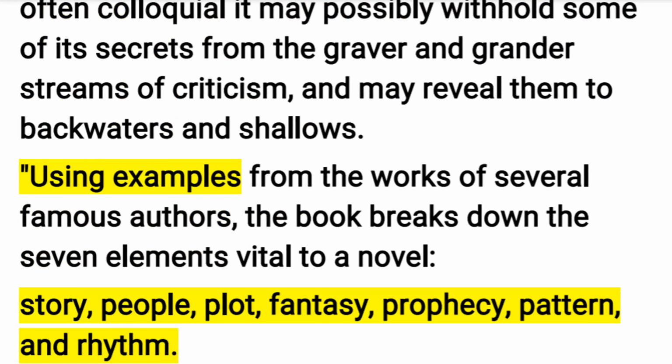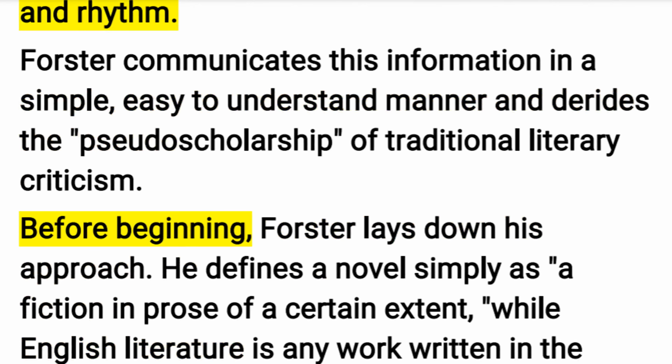Using examples from the works of several famous authors, the book breaks down the 7 elements vital to a novel: story, people, plot, fantasy, prophecy, pattern, and rhythm. Forster communicates this information in a simple, easy to understand manner and derides the pseudo-scholarship of traditional literary criticism.